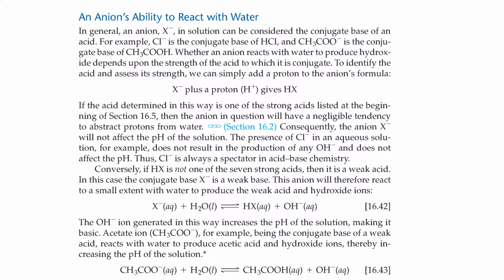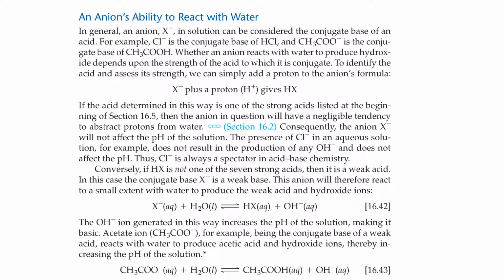If the acid determined in this way is one of the strong acids listed at the beginning of section 16.5, then the anion in question will have negligible tendency to abstract protons from water. Consequently, the anion X⁻ will not affect the pH of the solution. The presence of chloride ion in an aqueous solution, for example, does not result in the production of any hydroxide and does not affect the pH. Thus, the chloride ion is always a spectator in acid-base chemistry.